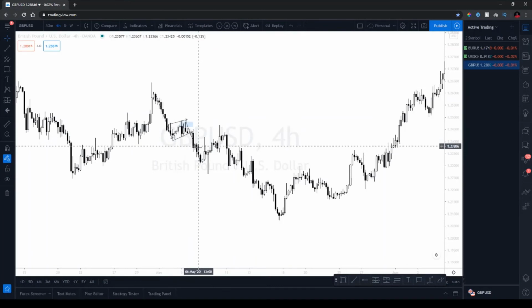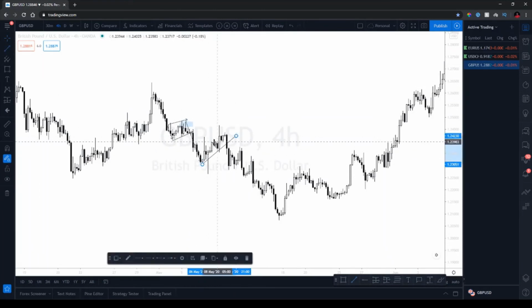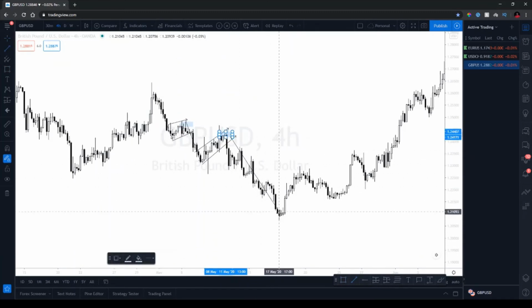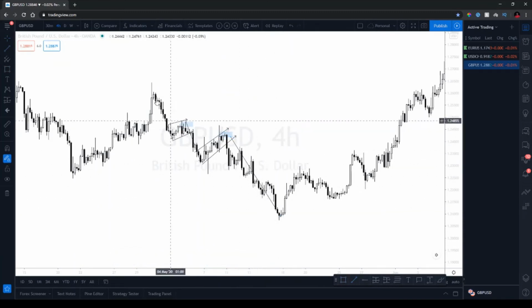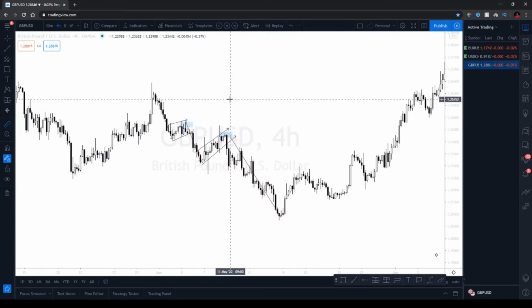And that continuation is our new impulse. Again, we wait for a pattern to form. Once that pattern has formed, we're looking to enter when that pattern ends and looking to catch this continuation here. All right. So that's the basic breakdown of the three behaviors of the market.